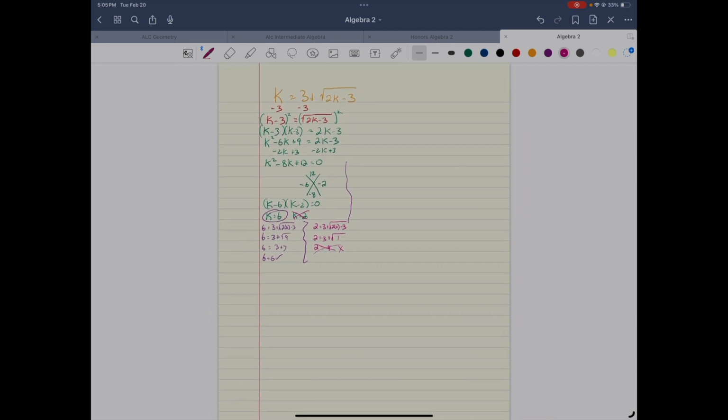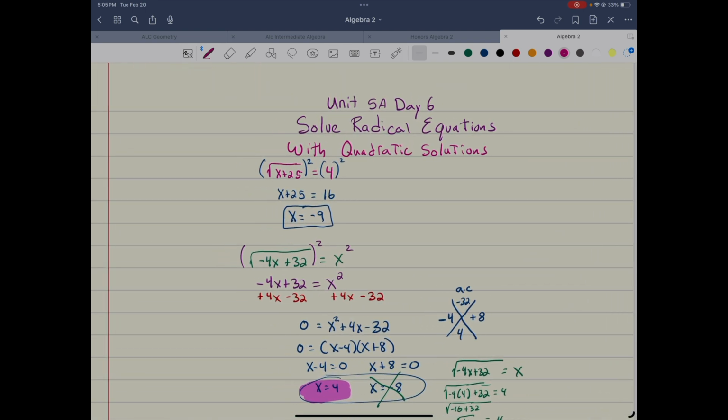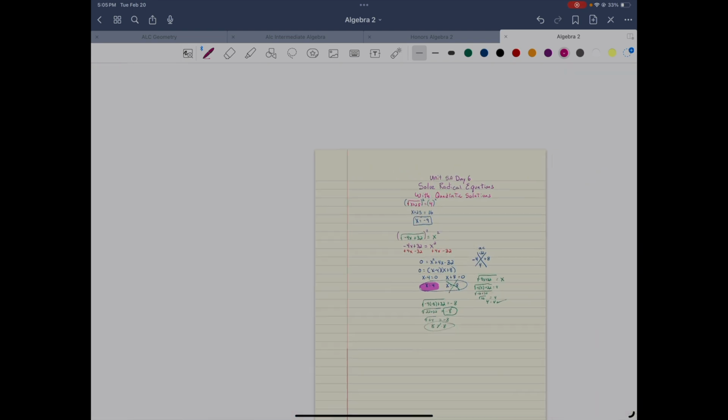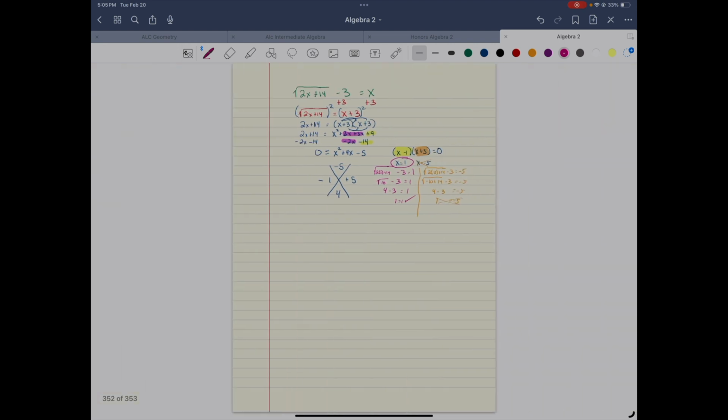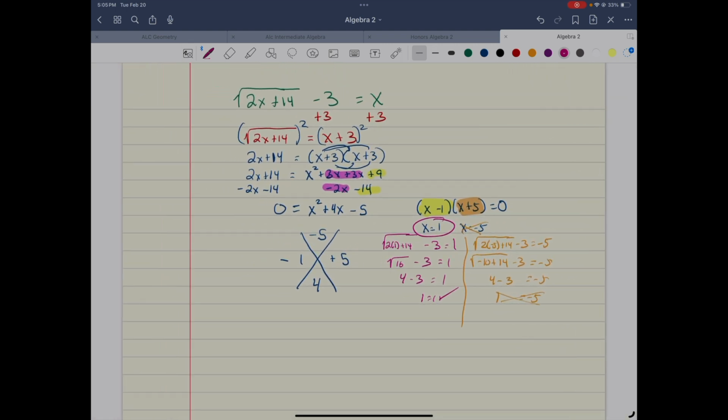Okay, there it is. That's lesson 5A, day 6, solving radicals. Remember, follow your steps. Isolate the square root, square both sides, solve for x. And then once you've solved for x, the last step is to check your answers, looking for extraneous solutions.